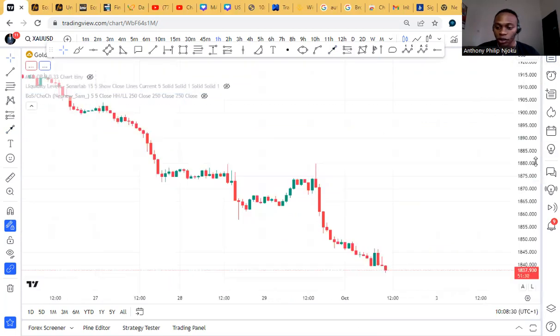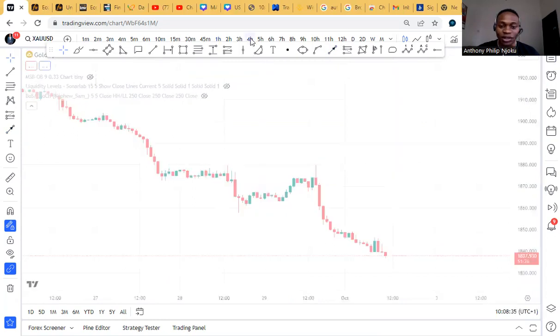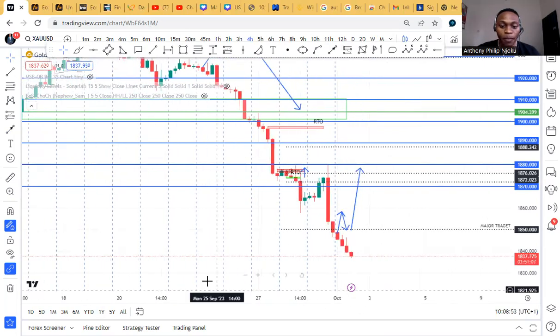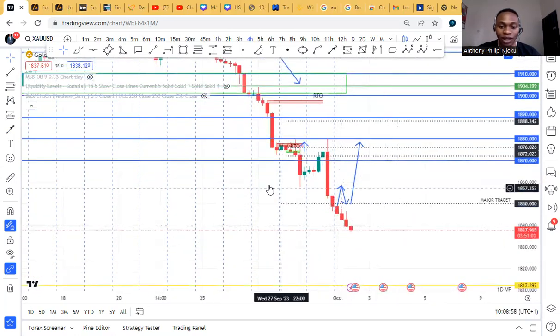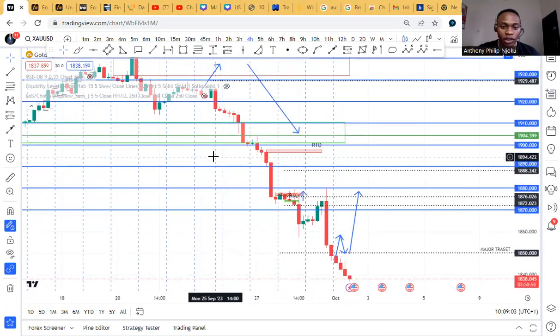Okay, so from last week, if you were able to attend last week's forecast, you should remember that I said that gold would be going to a major market target of $1,850 per ounce. Currently you can see that gold has hit that target. So from last week Monday, gold was selling off.